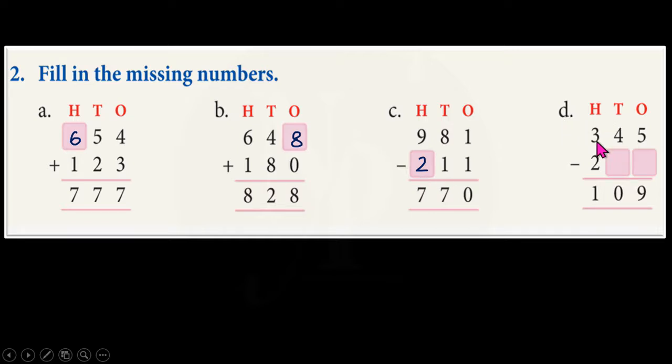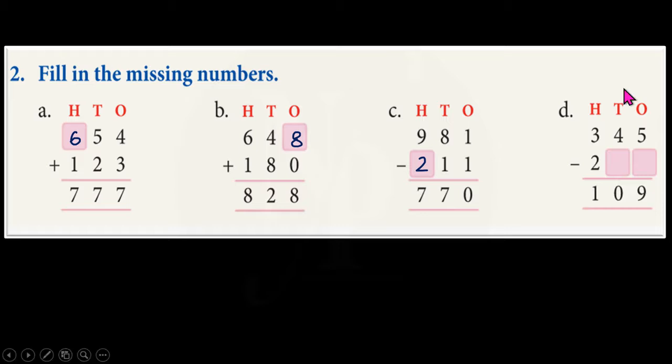Coming to D, we have 345 minus 2 in the hundreds place, and the digits at tens place and ones place are left blank in the second number. We should find and fill these blanks. So here we should find a digit, so that on subtracting that from 5 we should get 9 as difference.